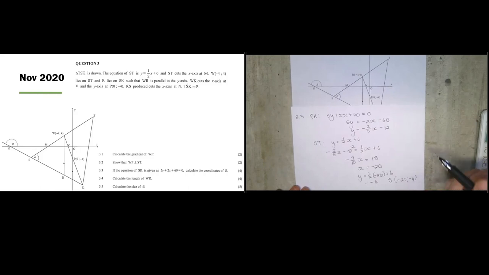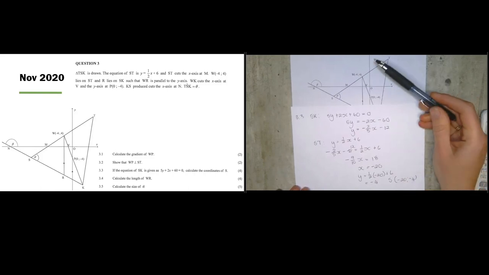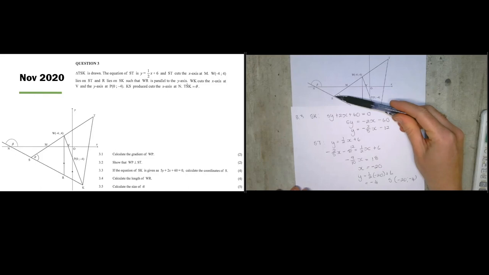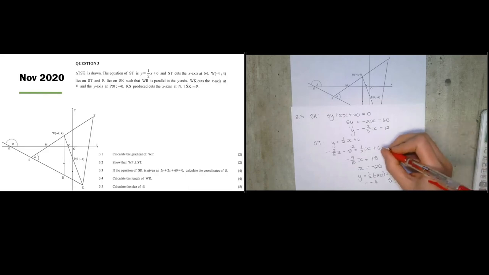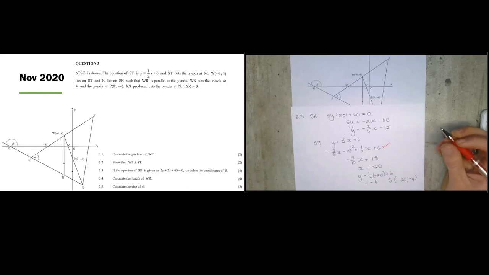Look on your sketch. Does this make sense? Are the x and the y value both negative there? Yes. This was a four mark question. So a mark for putting the two equations equal to each other, then for calculating the x value, then for substituting in to get the y, and then for your final y value and coordinates.